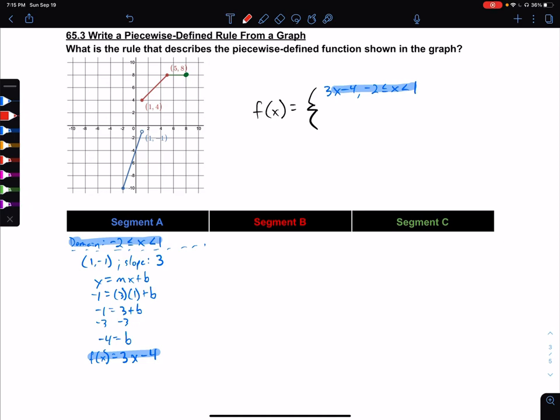Next, we're going to look at segment B. Again, we'll start with the domain. So my domain will be right here. It's going to start at 1. Closed circle, so less than or equal to. And then it goes up to 5. Closed circle, so less than or equal to.